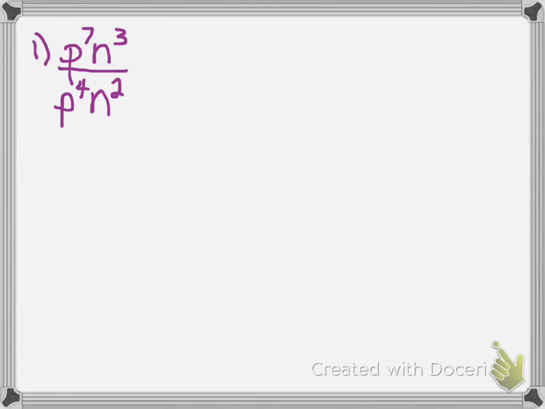Yesterday in class, we learned how to divide binomials by writing them out. Today, we learned how to do it using the rules. So on this first one, using the rule, you have 7 p's on top and 4 on bottom. That means you have 3 p's left on top.